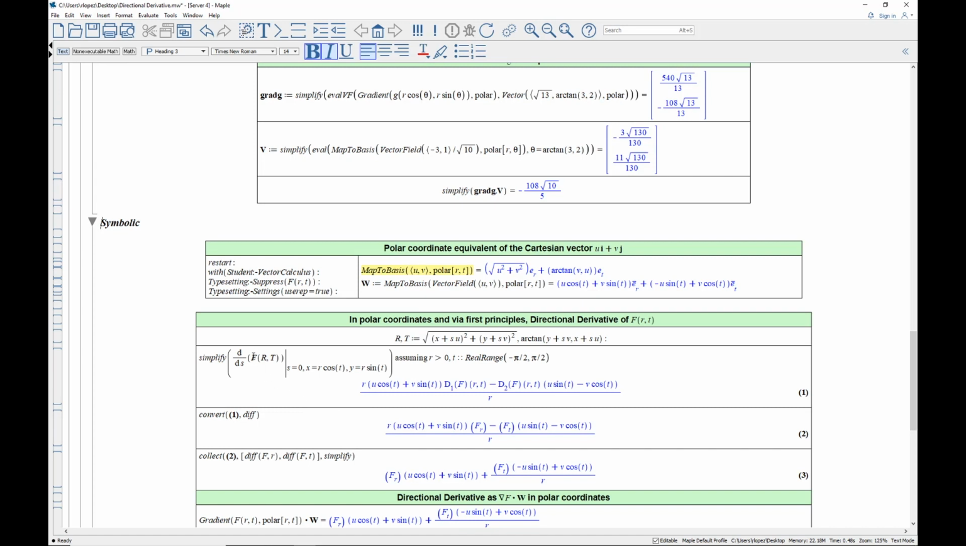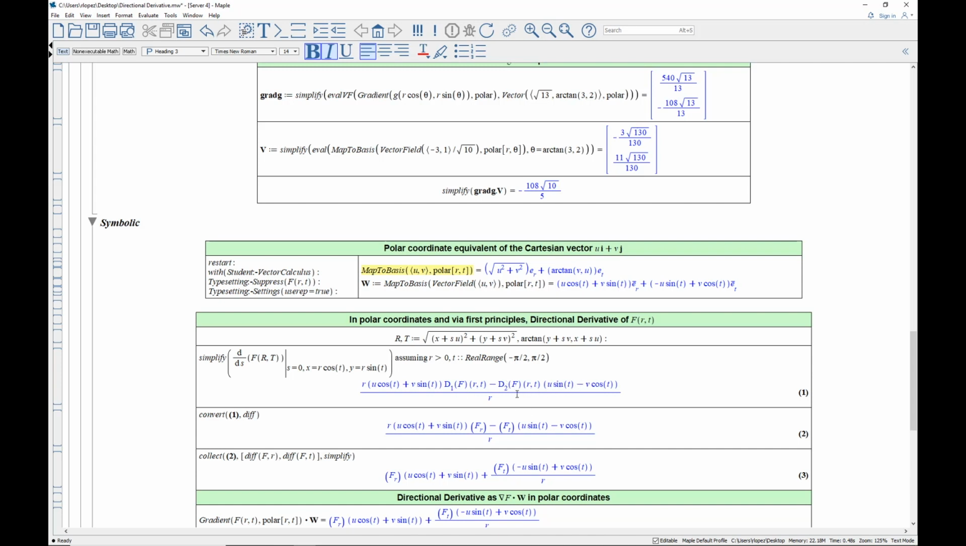Okay, so let's evaluate F at R and theta. Take the derivative with respect to S, set S equal to 0, and X is really R cos theta, and Y is really R sine theta. And we simplify. You want R to be positive, and put the angle between minus pi over 2 and pi over 2 so that the arctan will simplify back to T, at least in that range. This is the component of the direction vector. This is a derivative.